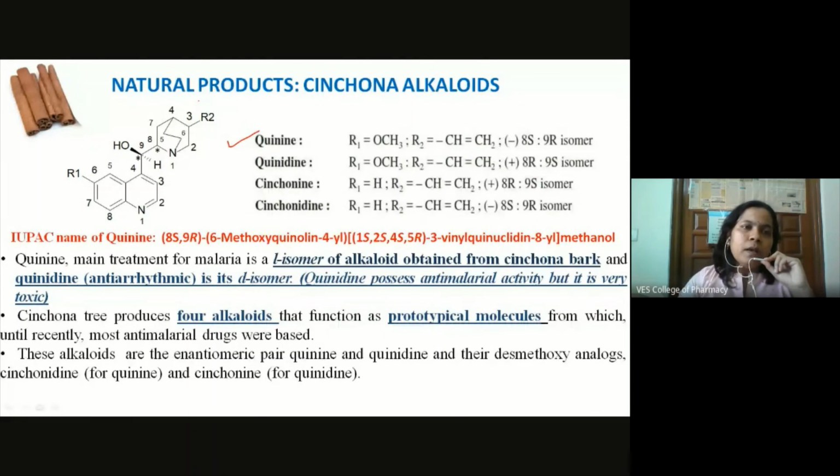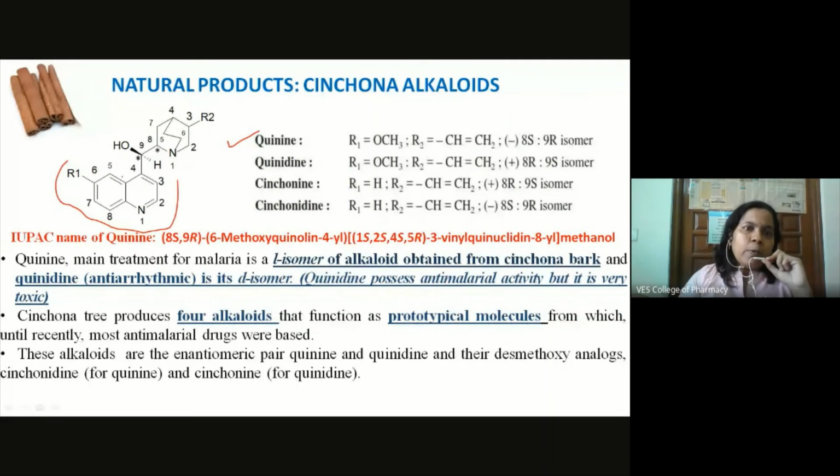You can see there is a general structure drawn here, and the main scaffold or heterocyclic ring present is the quinoline ring. Quinoline is a bicyclic ring formed by the fusion of a benzene ring and a pyridine ring. So these two rings are fused and form the quinoline ring. The quinoline ring is the main scaffold or prototypical molecule in all the cinchona alkaloids, as well as the 4-aminoquinolines, 8-aminoquinolines, and the quinoline methanol class.